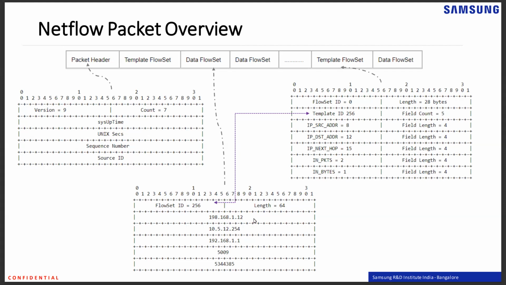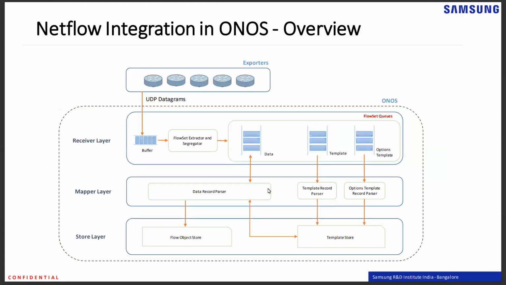For example, the first field is the IP source address, and it has a field length of 4. So the first field here, 198.168.1.12, is the IP source address, and so on. Then we have the number of packets, which is 5009, and the number of bytes and so on. So this is a very typical and very simplified view of the Netflow packet that we are trying to parse.